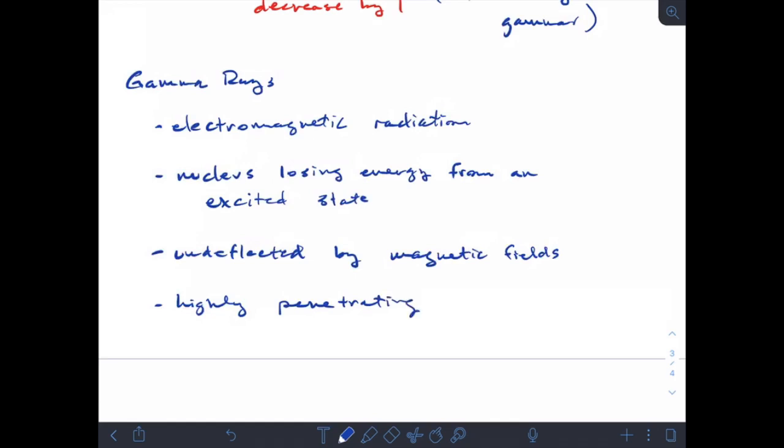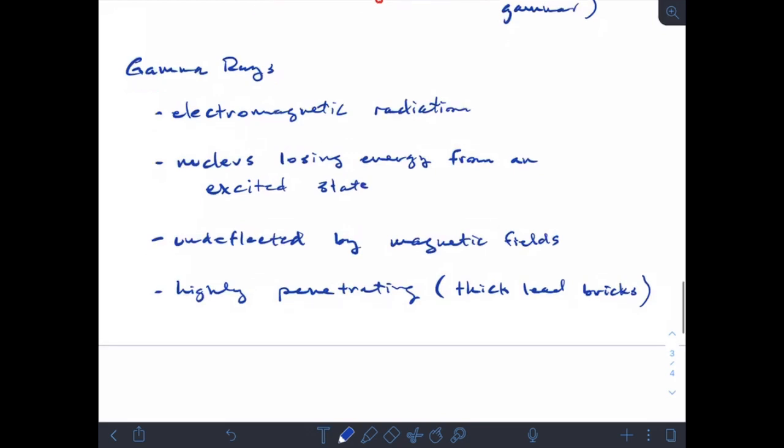Okay, so alpha particles, you can stop them with a sheet of paper. Beta particles, you can stop them with a phone book. With gamma rays, you need thick lead bricks. Okay, so highly penetrating.